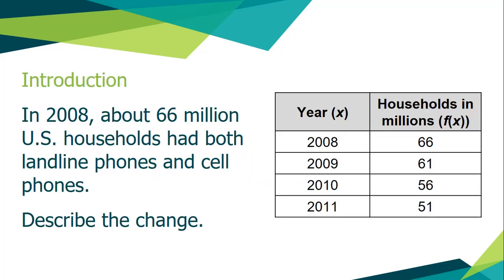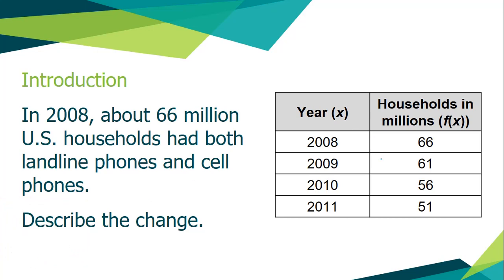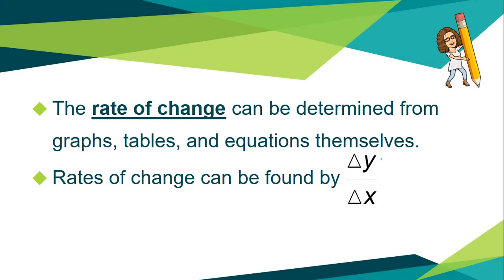So, just an introduction here. In 2008, about 66 million U.S. households had both a landline phone and cell phone. We want to describe the change. Ultimately, what we would want to determine is what is the average change per year, right? Well, if you look at this problem here, you're probably going to notice it goes down each time, right? Well, what you are determining is a rate of change.